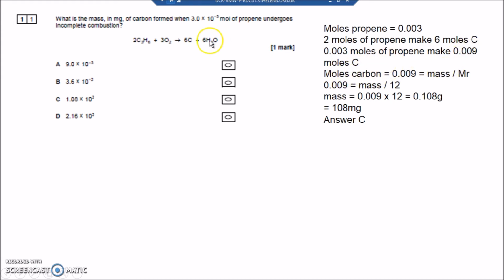Moles is mass divided by Mr. The Mr of carbon is 12, so 0.009 equals mass divided by 12. Mass is 0.009 times 12, 0.108 grams. If you're taking grams and converting it into a smaller unit of milligrams, you multiply by 1,000, 108 milligrams, or 1.08 times 10 to the power 2. The answer is C.